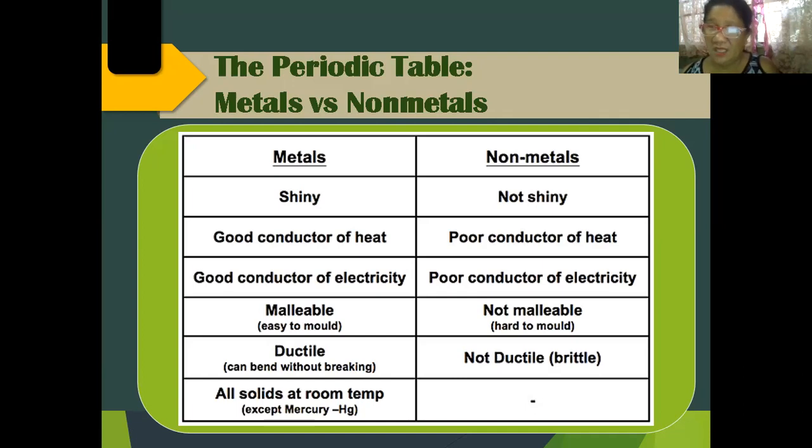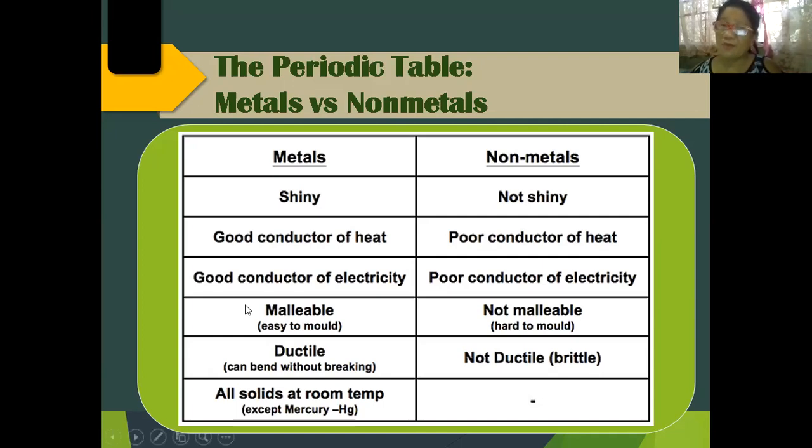Because if it is made of metal, it conducts heat and at the same time electricity. That is why most electrical connections are metals. But they are covered by a non-metal because non-metals are insulators, like rubber. The handle of the ladle has rubber so that it does not get hot, because non-metals are poor conductors of heat and electricity.